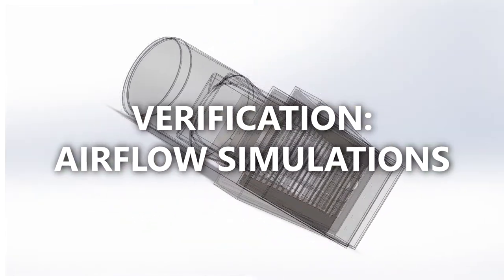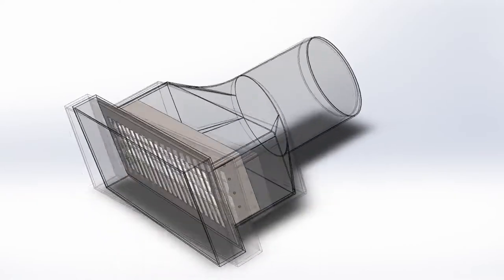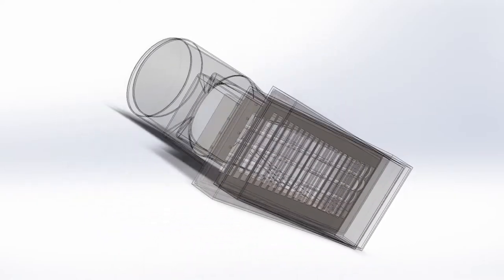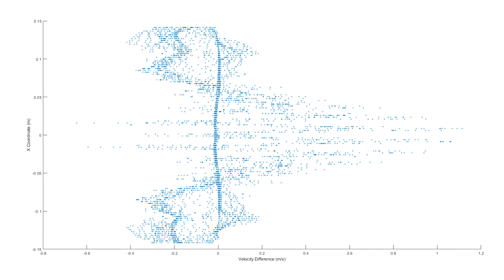Airflow simulations were performed on the smart vent to determine its effectiveness. A baseline model representing a regular vent was also created to compare simulation results. In the smart vent, an increase in flow velocity at the middle was observed, which compensated for the decreased velocity at the bulky area of the smart vent.